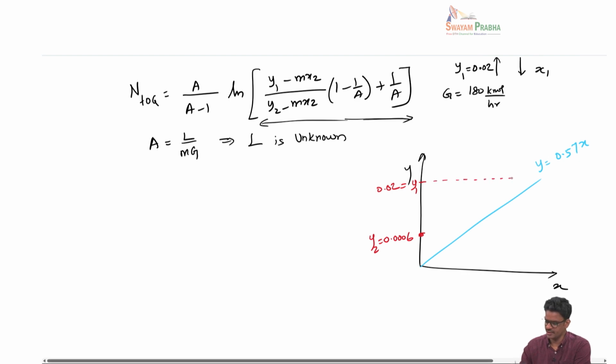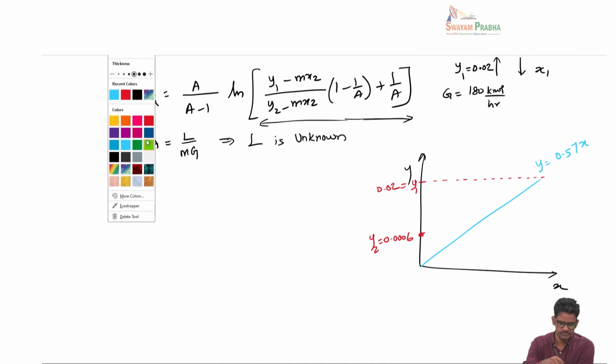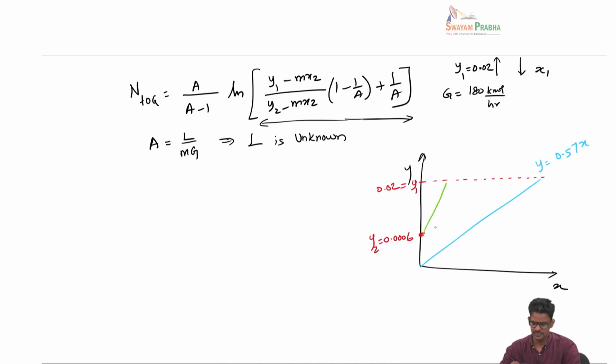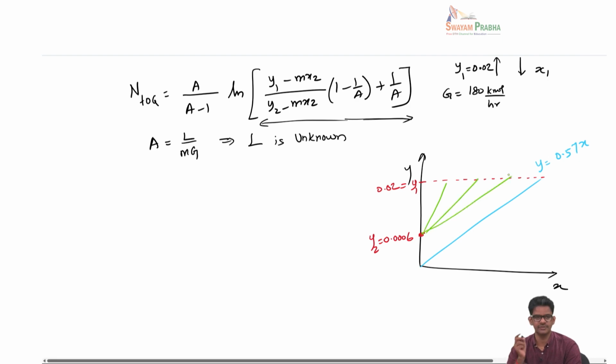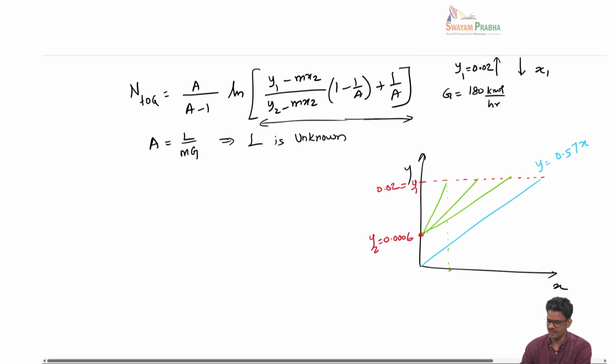So the operating line should lie somewhere on this line, right? The operating line will lie somewhere on the dotted line depending upon the liquid flow rate that you choose. If you choose the liquid flow rate, then you are actually fixing the slope of the operating line. So you could say, I have a line something like this, or I can have another line here, or another line. There are multiple choices. So depending upon the liquid flow rate, the corresponding composition of the outgoing liquid will be determined.